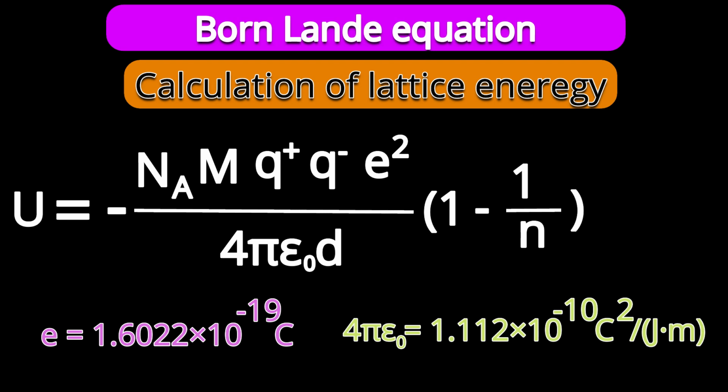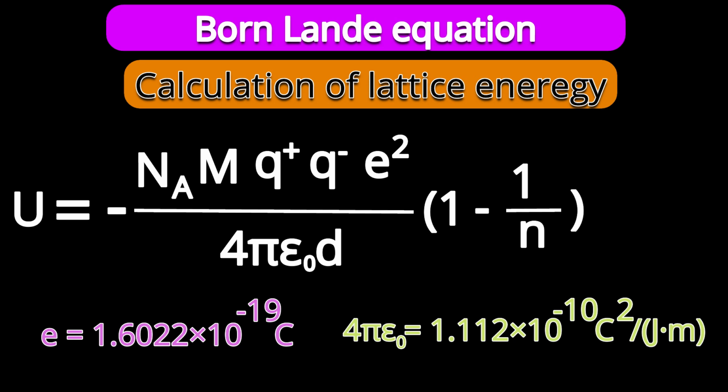Q plus is the numerical value for positive charge, how much positive charge is there on the cation. And Q minus is the numerical value for charge on the anion, how much negative charge is there on the anion. e square, actually, it is a game of electrons. Because of loss of electrons, we get a positive charge. Because of gain of electrons, we get a negative charge.